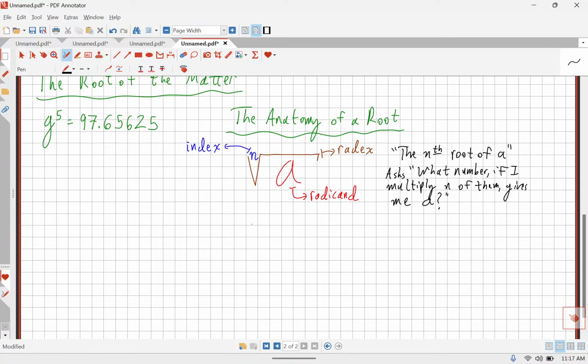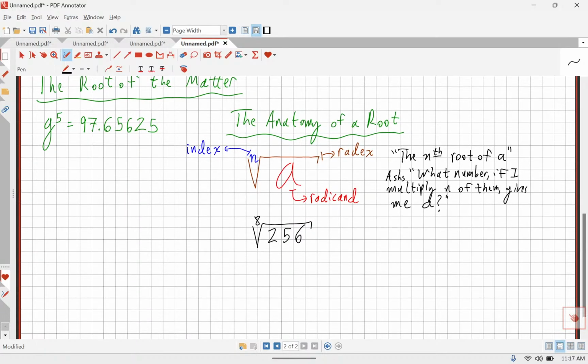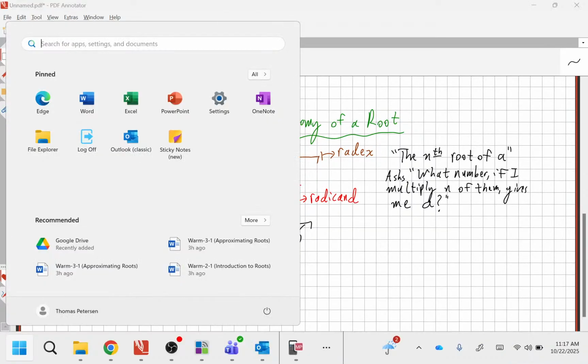Like, I can ask this question. What is that saying out loud? If this says the nth root of a, what does this say? That says the 8th root of 256. Yes, the 8th root of 256. And it's asking, what number, if I multiply 8 of them together, is going to give me 256?